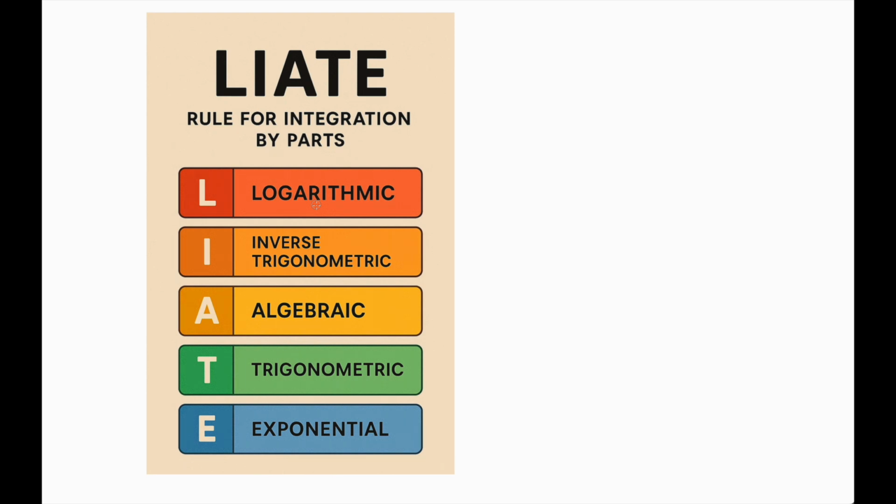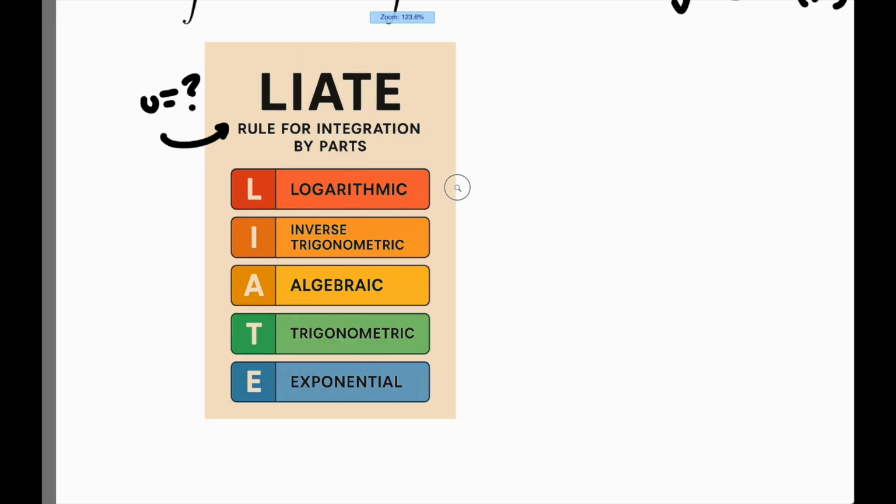Is there an inverse trig, like arc cosine, arc sine, arc tangent, that sort of thing? That would be the next thing to do if there was no log. If there's no inverse trig or log part of that integration expression, then go to algebraic. If there's no algebraic, or the ones above it, then trigonometric, and then eventually exponential. So it's basically figuring out what your u should be. So I'm going to write u equals question mark. You're going to follow this LIATE rule to figure out your u. We're going to be using this rule through the two example problems that we're going to be doing.